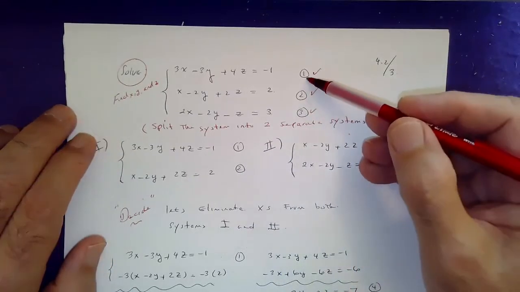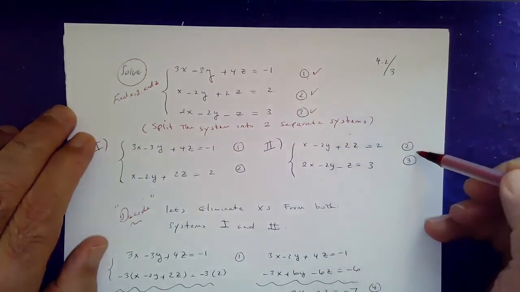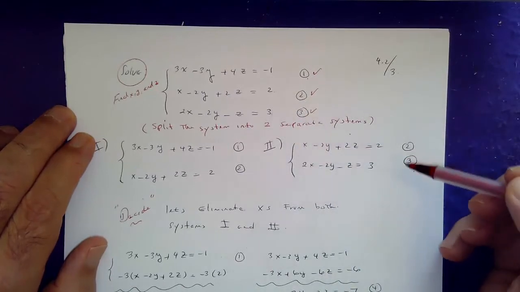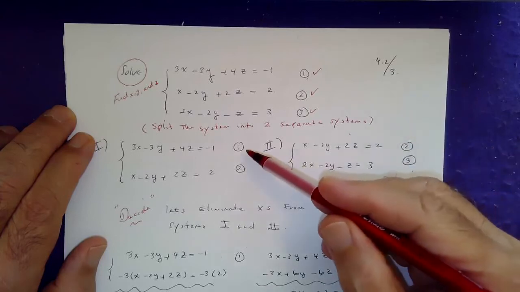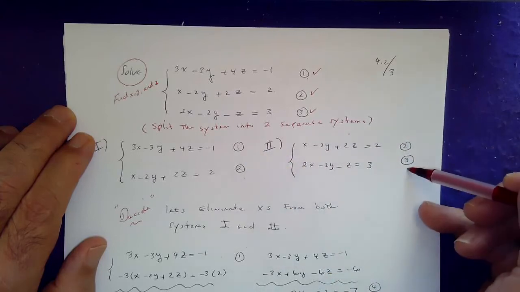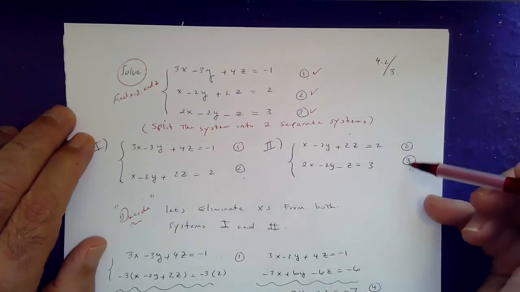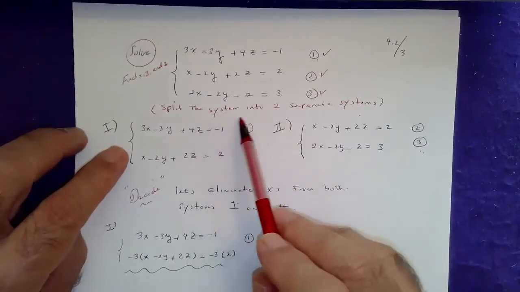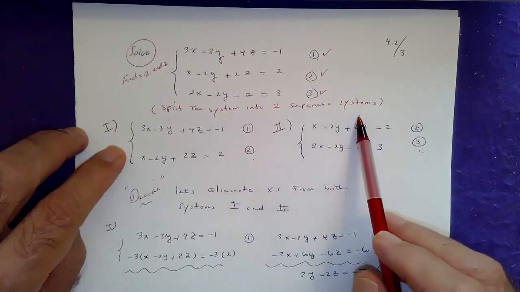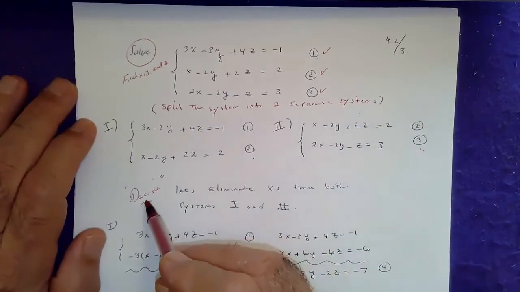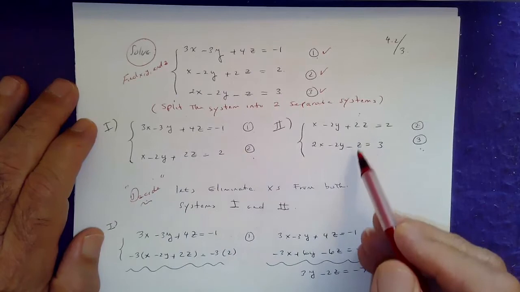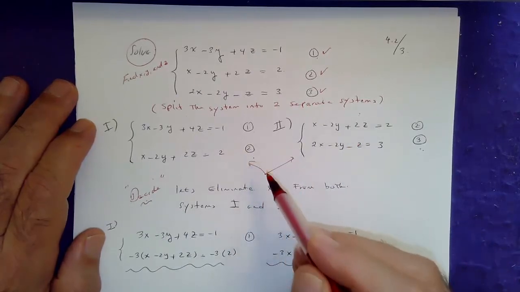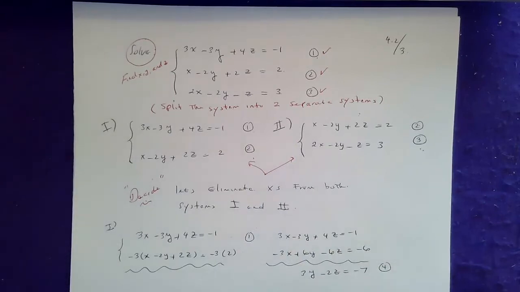For instance, I took equations 1 and 2, and equations 2 and 3. Any combination will do. So you don't have to take 1 and 2. You could take 1 and 2 and 1 and 3. As long as you don't take the same equation twice, you're good to go. Once you split the system into two separate systems, now you have to decide which common variable from both of these systems you'd like to eliminate.